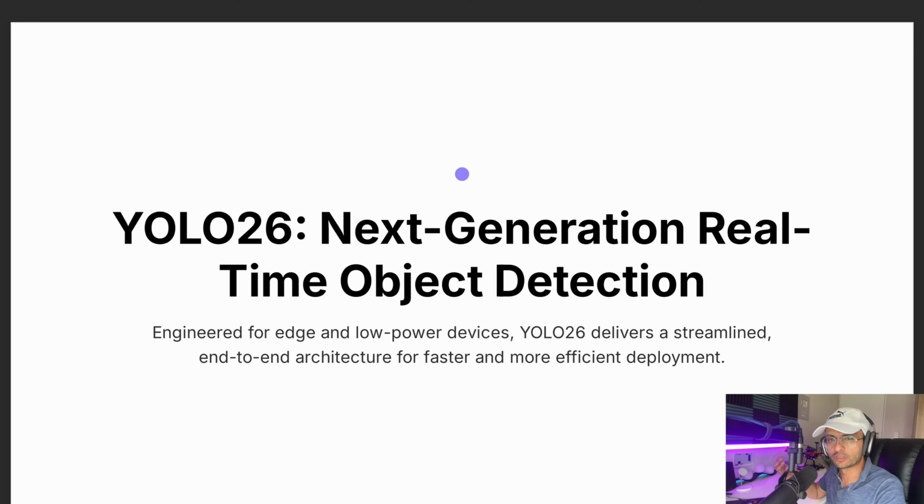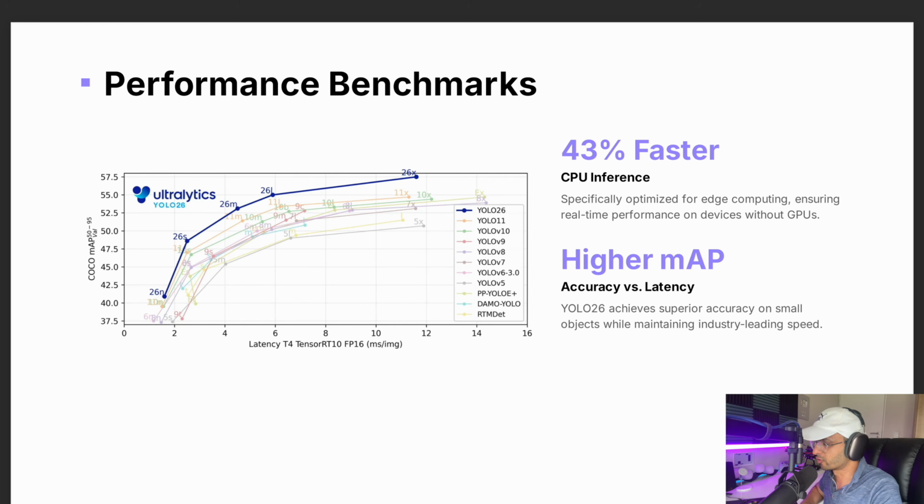So why did we go with YOLO26? Well, if you look at the performance benchmarks, we can see that YOLO26 outperforms all of the prior YOLO models such as YOLO11, YOLOv10, YOLOv9, and so on and so forth. You can see that it's much more accurate across the board and with lower latency.